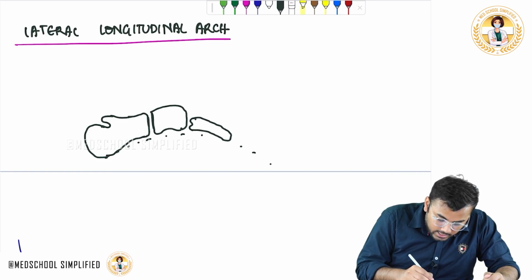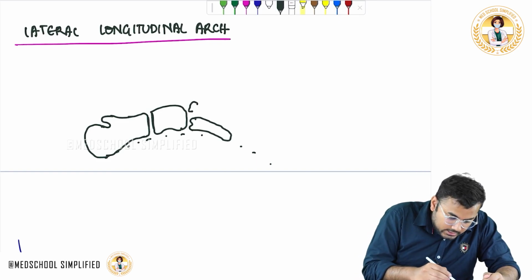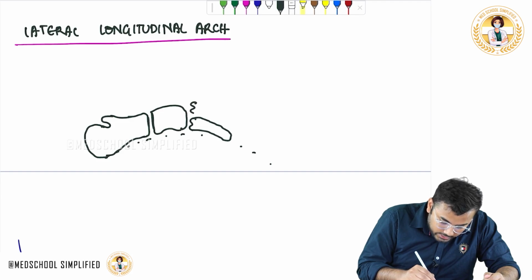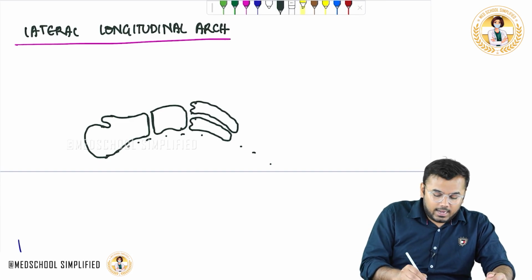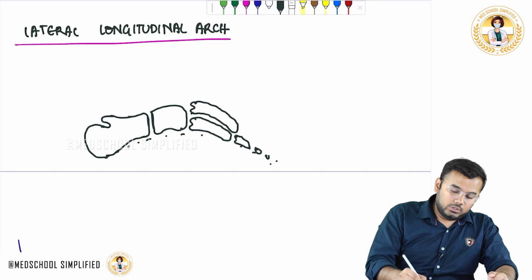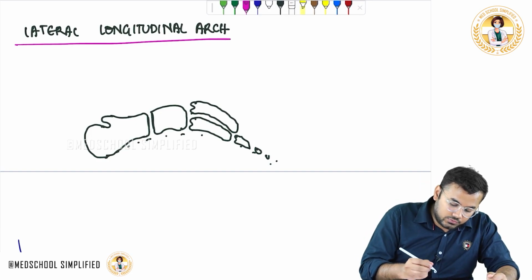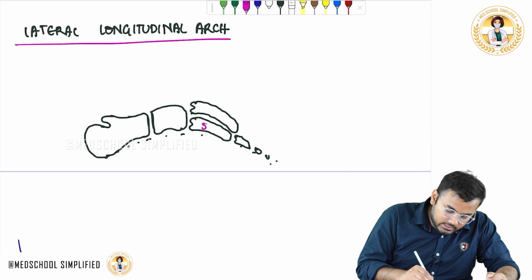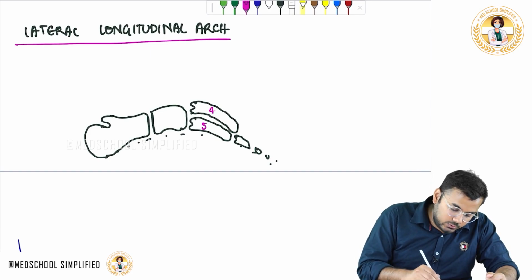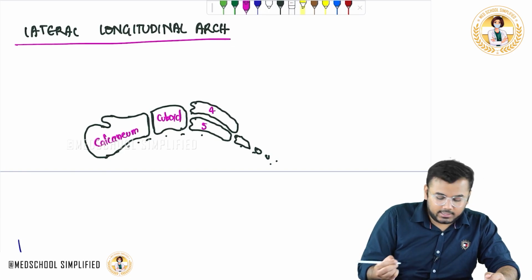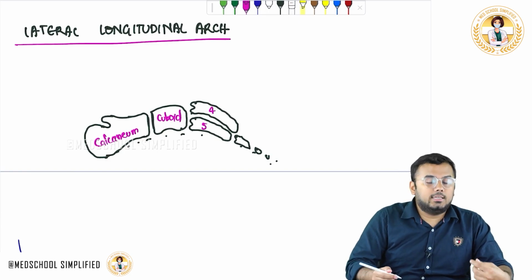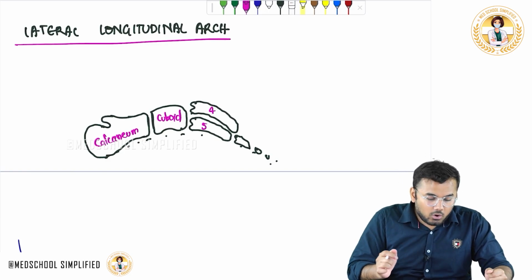Fifth metatarsal. And the metatarsal which is located here is your fourth metatarsal, fifth and fourth metatarsal. And obviously you have your phalanges all the way like this, right? Remember this one is your fifth metatarsal, this is your fourth metatarsal, and this bone in the center is your cuboid bone. And obviously all of you know this is the calcaneum. So this arch which you can see here is called the lateral longitudinal arch.